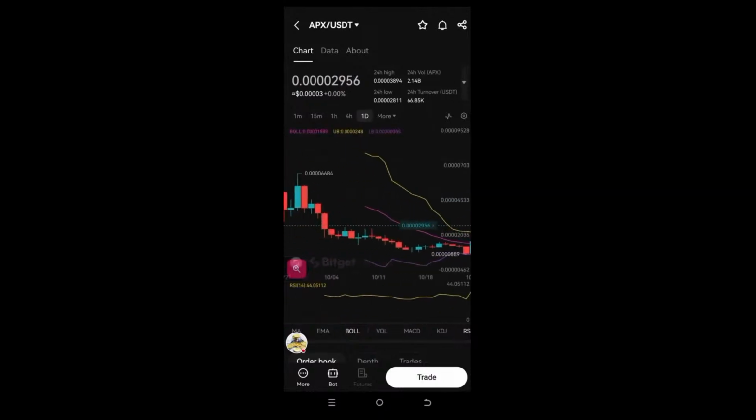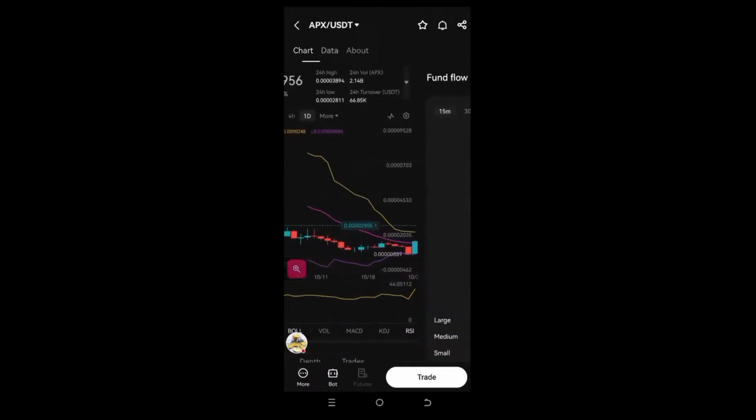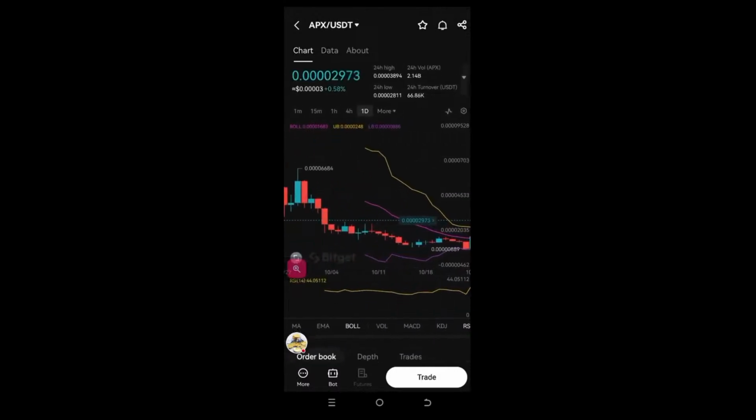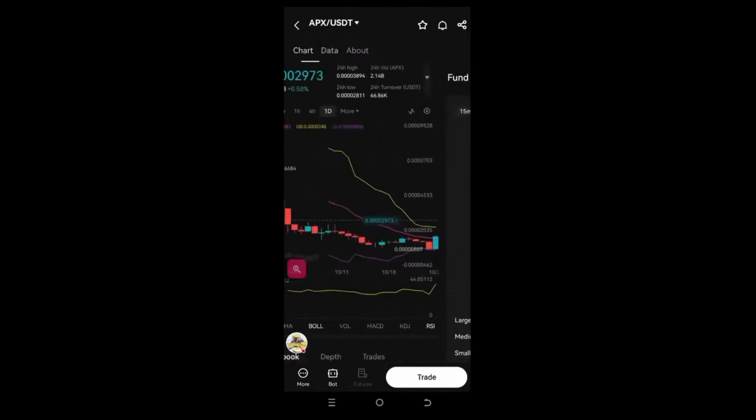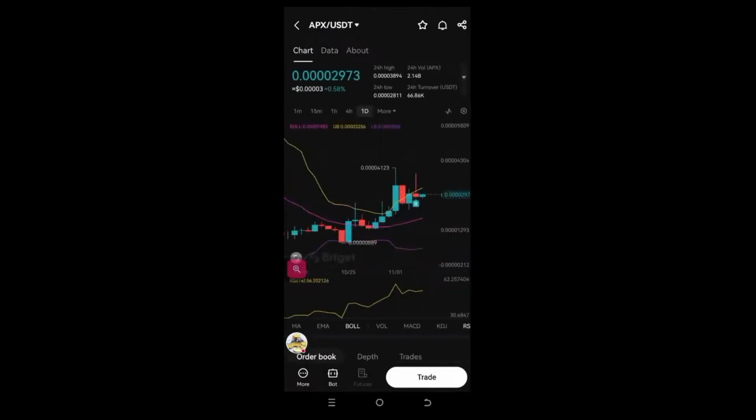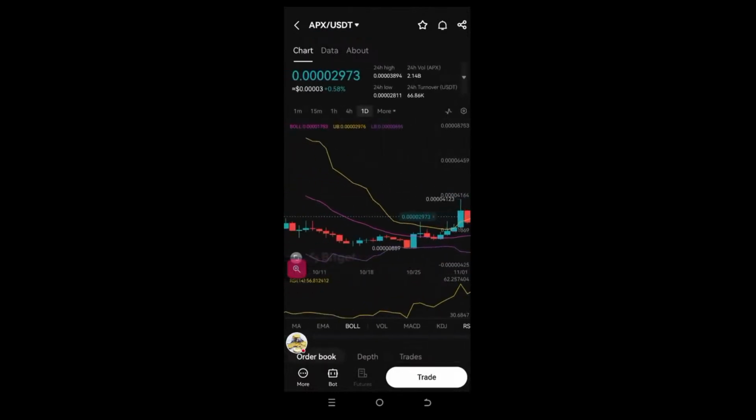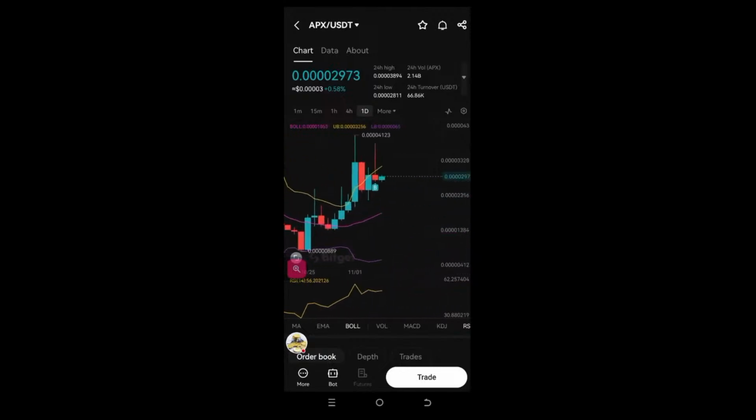Is it a new coin? No, it's not actually a new coin. APX is not exactly. It is a new coin, but it's not as new as the other ones. But I don't know, look at it. This is where it started from. It's not going further, so it's actually still a new coin. It's probably just less than a month or thereabout.